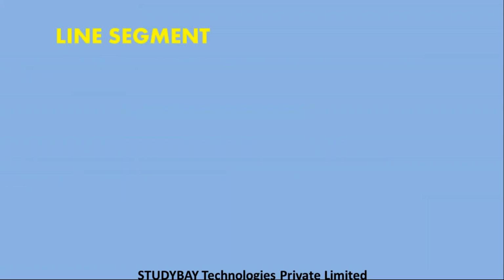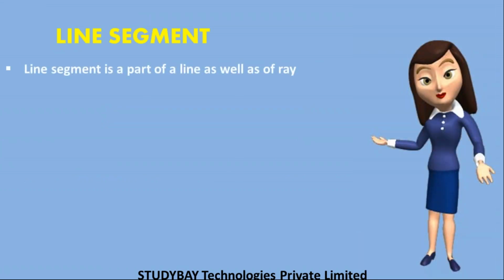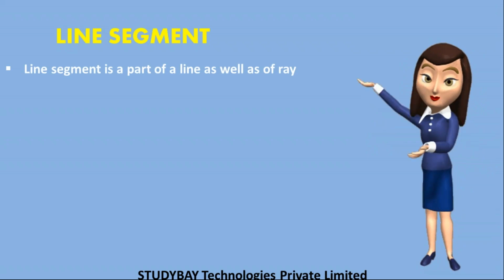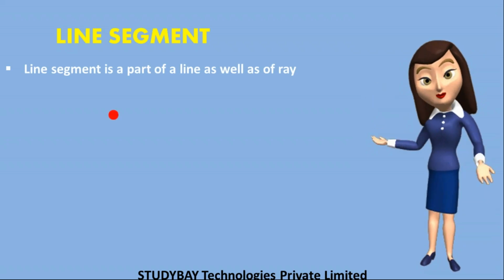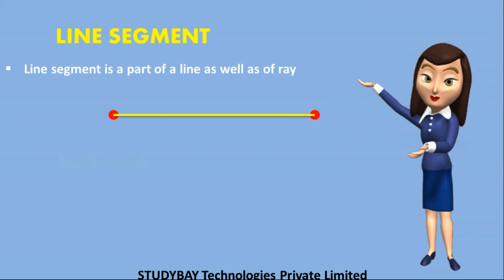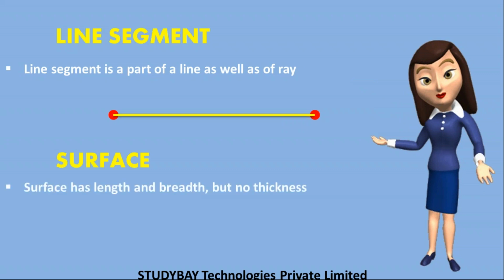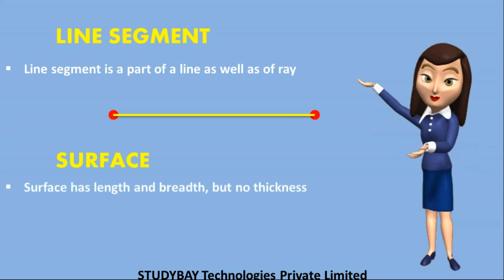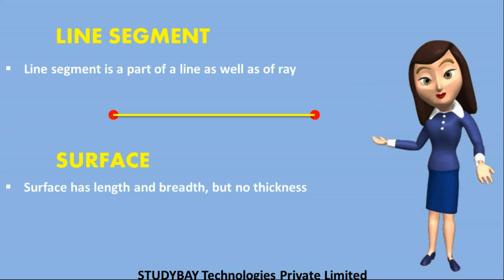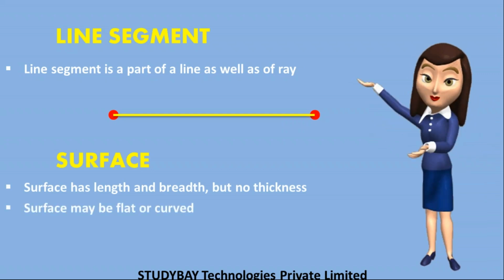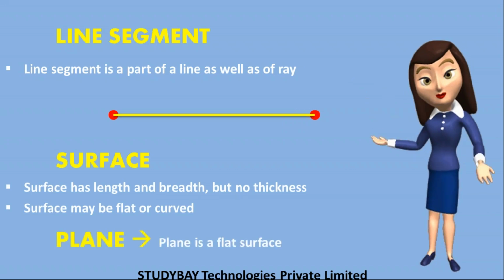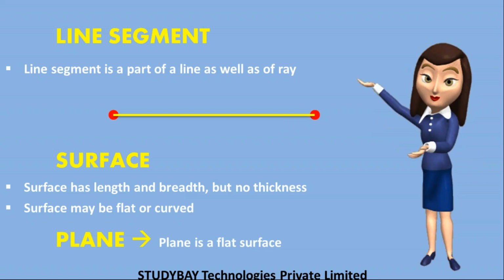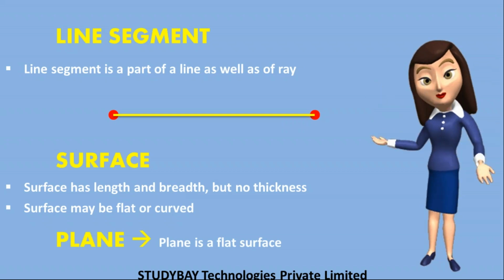Now we have something called a line segment. This line segment is a part of a line as well as of a ray. So we have 2 points and we can join these 2 points with a line segment. Now we have something called a surface, which has length and breadth but has no thickness. The surface may be flat or curved. And a plane is nothing but just a flat surface.